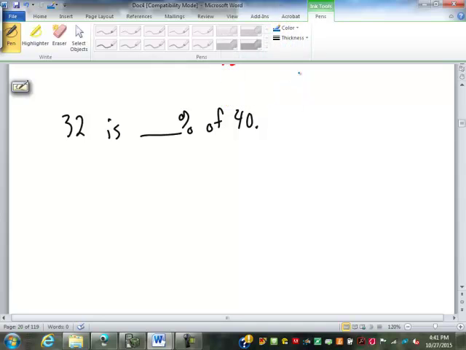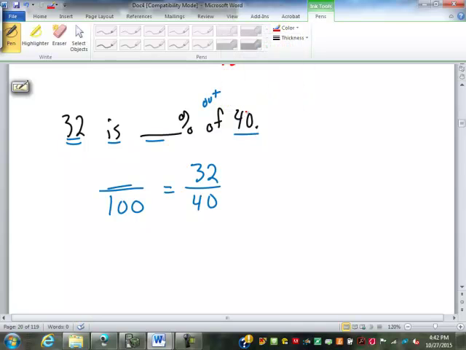Here, 32 is blank percent of 40. Now, I said before that I always start with the percent. But in this problem, we don't have the percent. What are we going to do? Yeah, we're still going to start with the percent. It's just blank over 100. Now on the other side, we have the two numbers, 32 and 40. One of them matches up with our missing percent. Which one will it be? 32. 32 is blank percent. 32 matches up with our missing percent. Then of 40, again, you can think of out of 40.